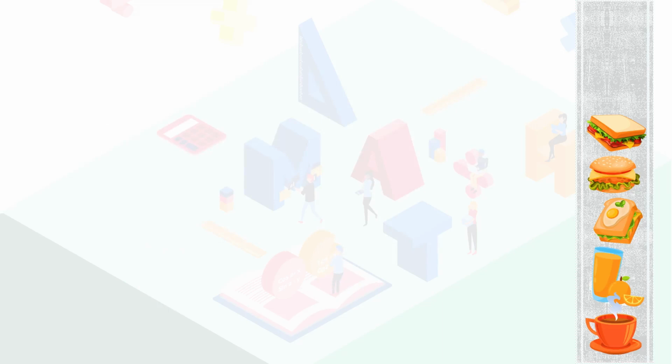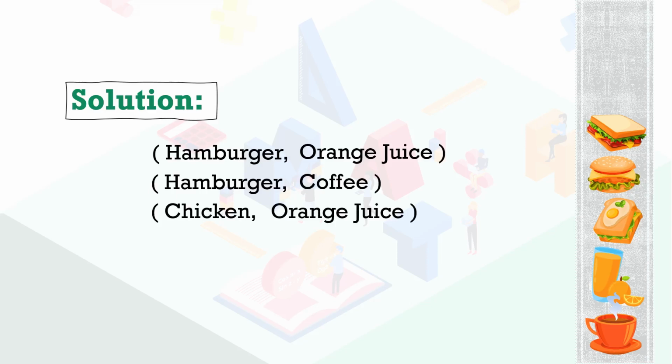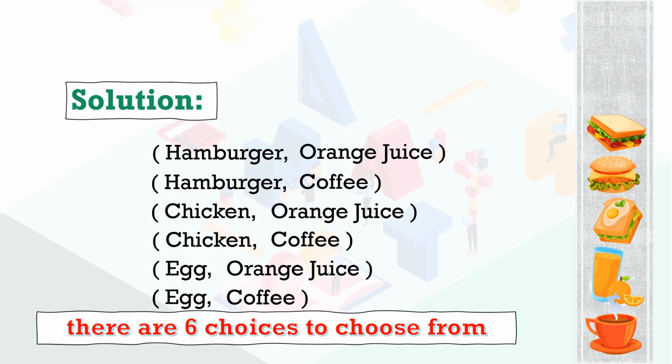Since we are asked to list, we will use the listing method. There are 3 sandwiches, and each of them will be paired to each of the 2 beverages. For our solution, we have a hamburger paired with an orange juice, a hamburger paired with a coffee, a chicken sandwich paired with an orange juice, a chicken sandwich paired with a coffee, an egg sandwich paired with an orange juice, and of course, an egg sandwich paired with a coffee. After listing, we found out that the frontliners have 6 choices to choose from.